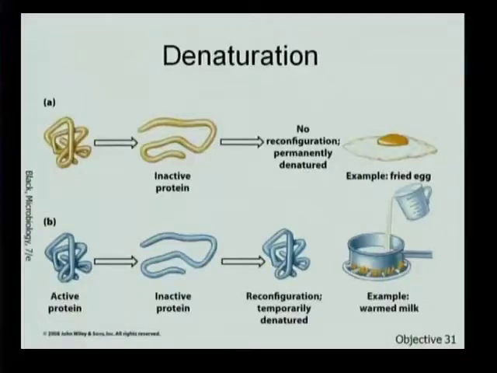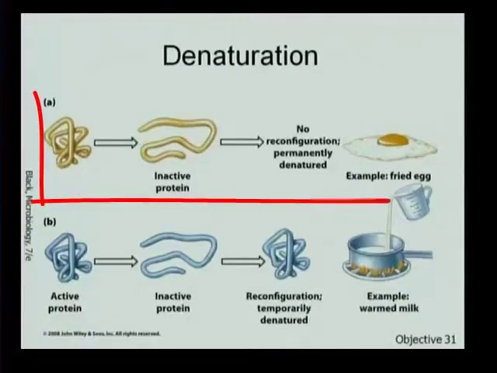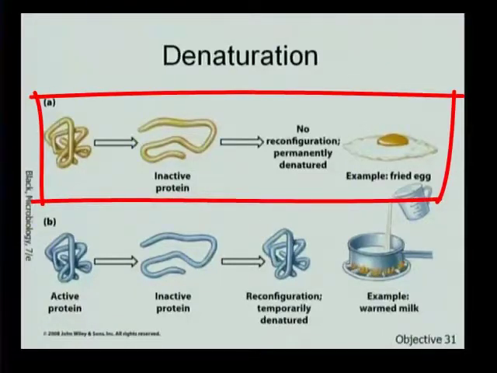So in denaturation, we take those weak interactions and we disrupt them. And if we do that in a permanent way, as for example happens in the albumin protein of a fried egg, then we end up with a permanently denatured protein. We permanently change the structure of the albumin, and it can't go back to the structure that it had before. A fried egg doesn't unfry itself no matter how long we wait or no matter what we do to it.